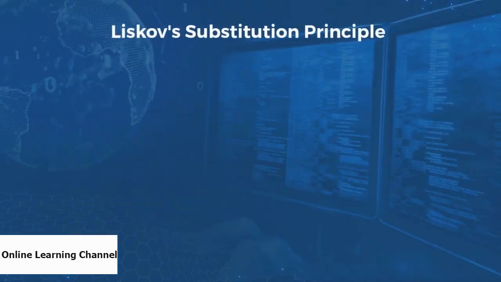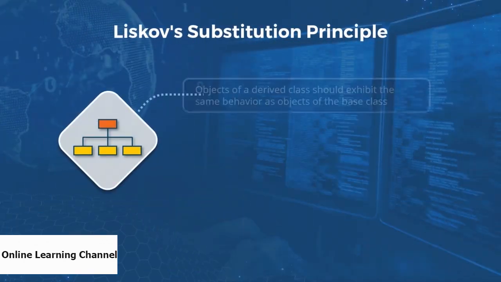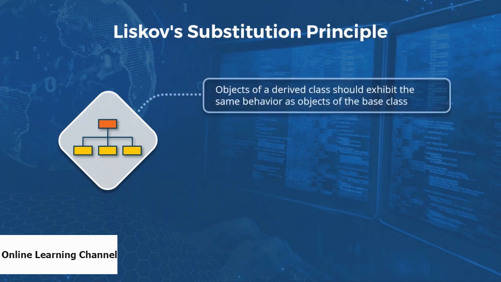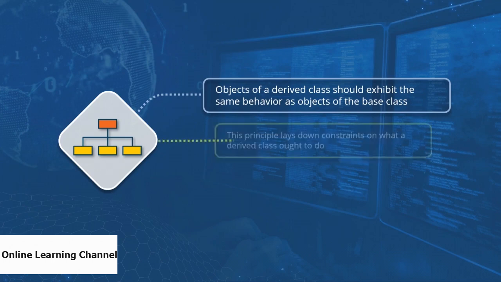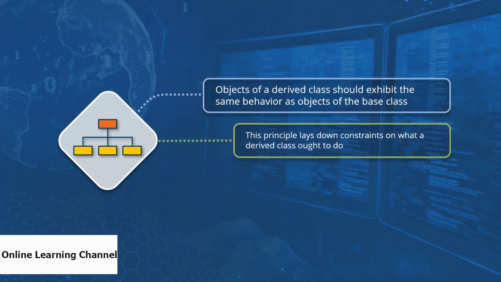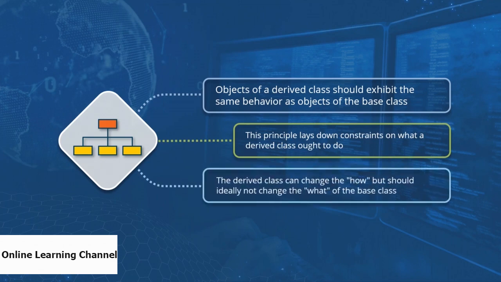This principle also has its basis in object oriented programming. Objects of a derived class should exhibit the same behavior as objects of the base class, and this principle constrains what a derived class ought to do. A derived class should not try and add new functionality. Instead, the derived class can change the how of the object. The derived class can change how a certain operation is carried out, but should ideally not change the what of the base class. The behavior should be similar across base and derived classes.